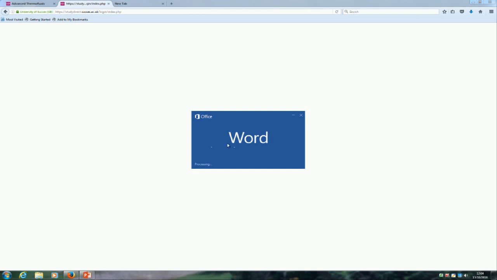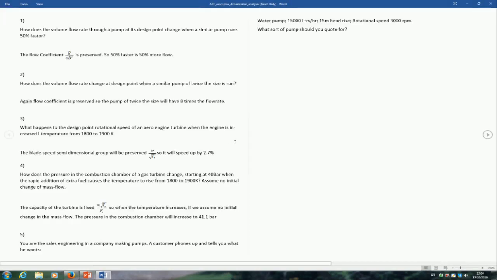Oops, there it is. The capacity of the turbine is fixed, m root T upon P, so when the temperature increases, if we assume no initial change of mass flow, the pressure in the combustion chamber will increase to 41.1 bar. Yeah. So that's what will actually happen.